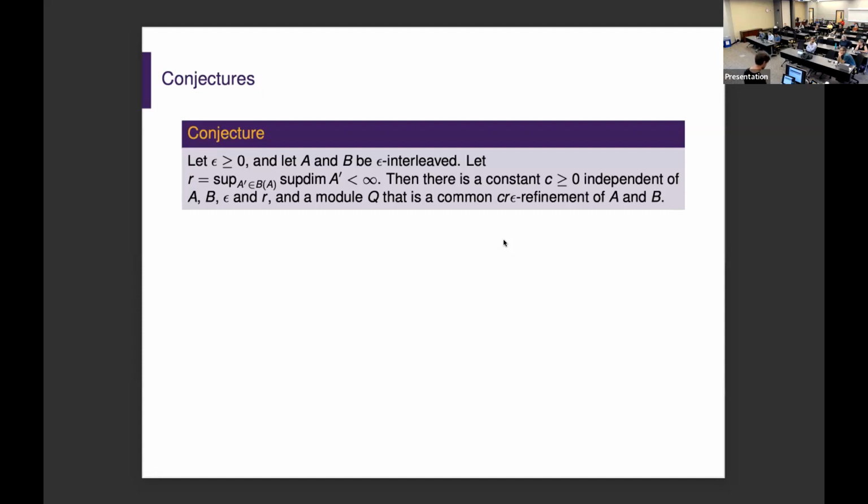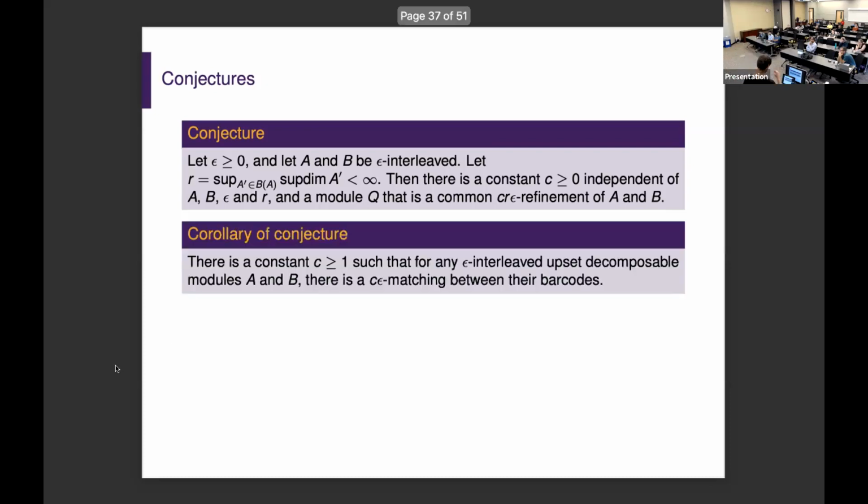So for example, if all the summands of A are of some constant pointwise dimension or bounded by some constant, then this R here is just a constant, and you get a much stronger result. And there are a couple of other reasons why I think it would be great to prove this conjecture.